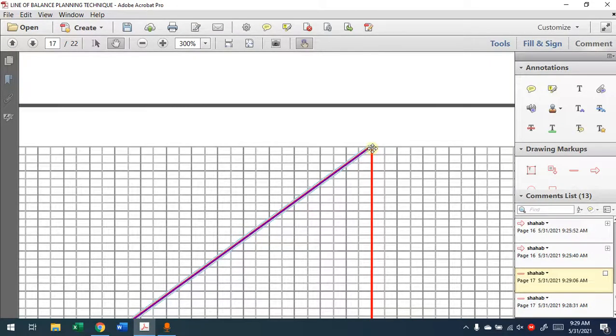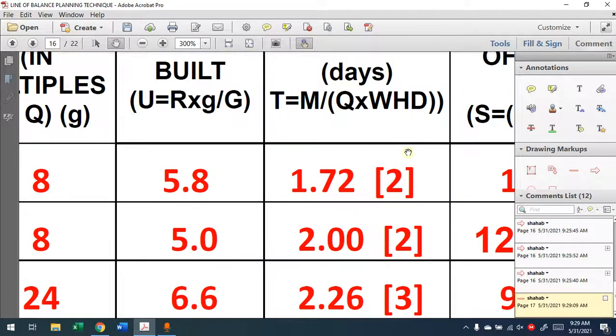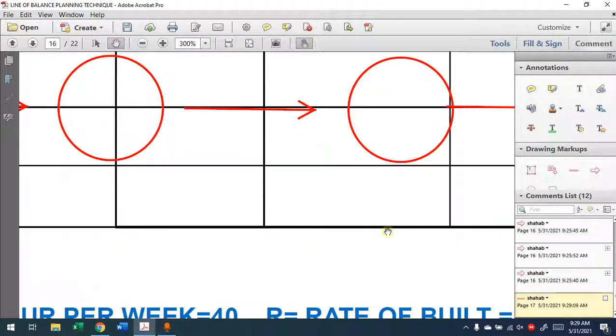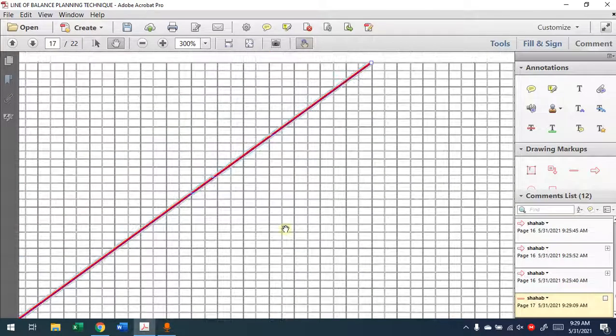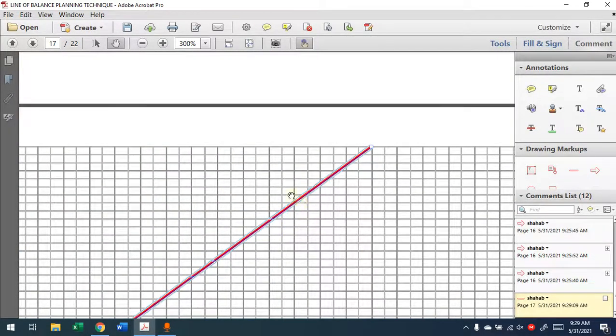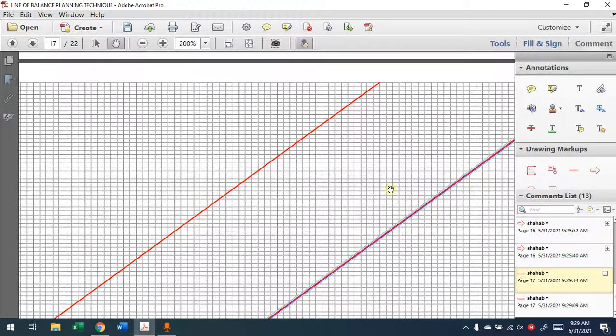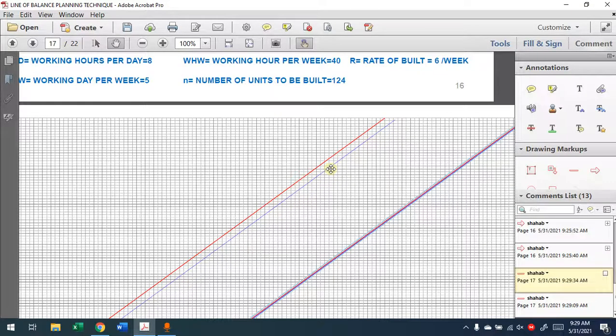Now after doing the first line, what will you do? We use the duration. Now I no longer need this line here. We need the duration. The duration is what? We said this activity, this operation, the time per operation is 2 days. So it doesn't matter for which unit you're doing this activity, it still needs 2 days. So I will draw a second line which will have 2 days difference between them. I mean a parallel to the first line with 2 days difference.